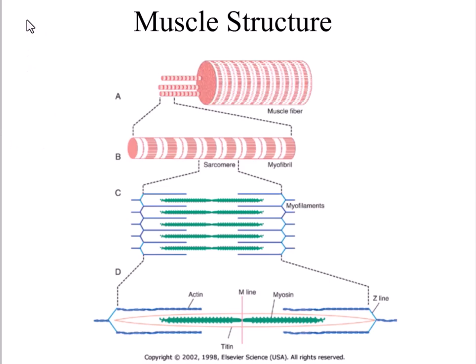The muscle fiber itself is made up of individual units called myofibrils. The myofibril is composed of individual units called sarcomeres. By definition, a sarcomere goes from one Z-line to another Z-line. The sarcomere is composed of really three basic elements: the myofilaments actin, shown in blue, myosin, shown in green, and titin, shown in yellow.